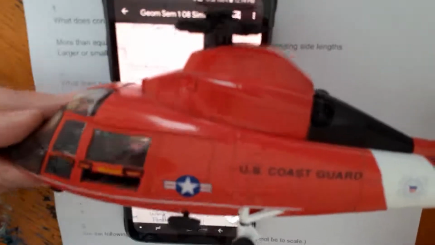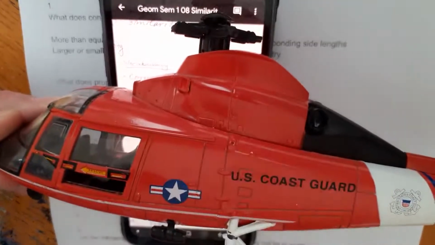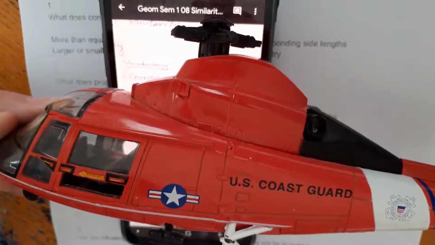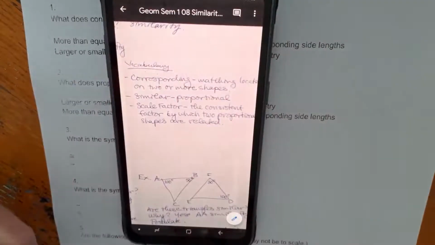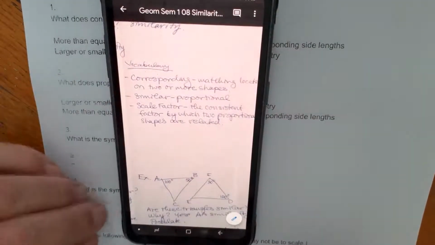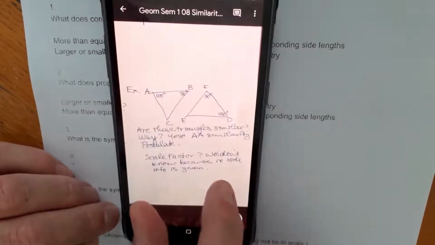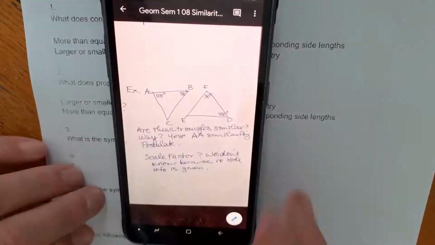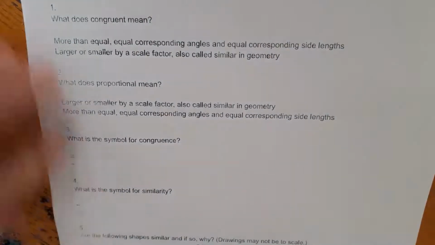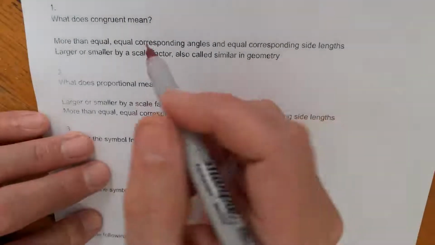If I could just get it to focus, come on. Here, okay. So that's what proportional means, or similar means in geometry. There's a couple other examples here. Copy those into your comp book. And now let's go ahead and start the practice problems for this lesson.